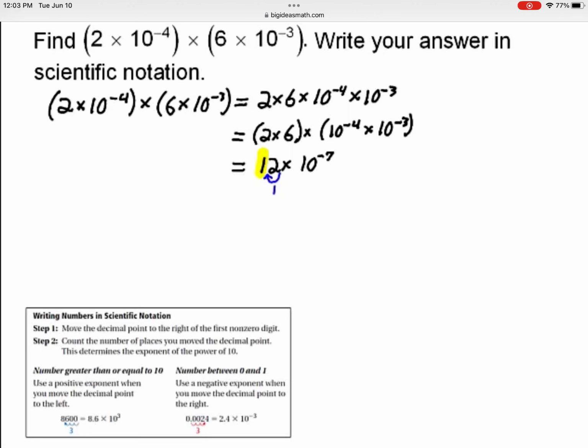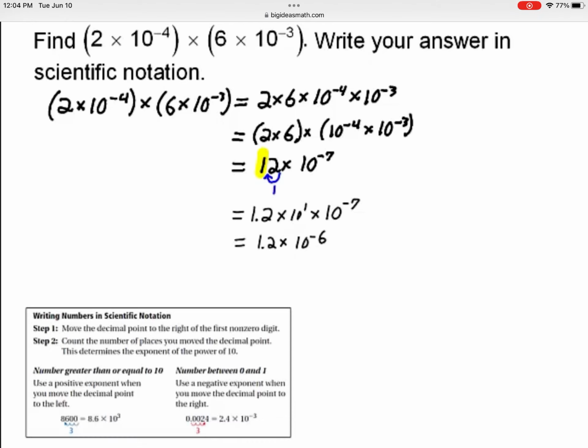Because the number is greater than 10, we use a positive exponent. So we can write 12 as 1 and 2/10 times 10 to the first. And then this is still multiplied by 10 to the -7th. We can use the product of powers property again to simplify the powers of 10. So first we write 1 and 2/10. 1 plus -7 is -6, so 10 to the first times 10 to the -7th is 10 to the -6th.